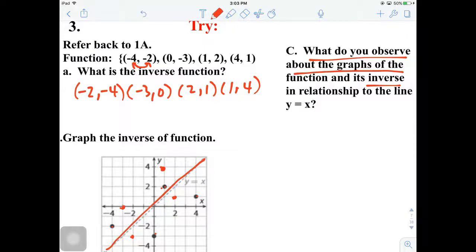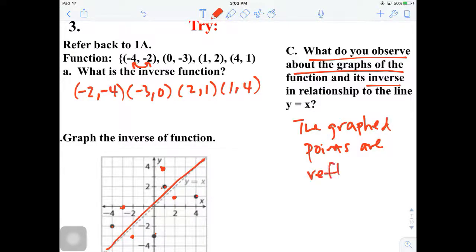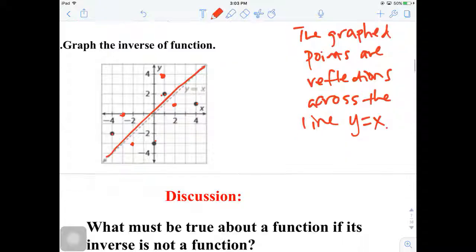So the graphed points are reflections across the line y equals x. So it's a mirror image across that line.